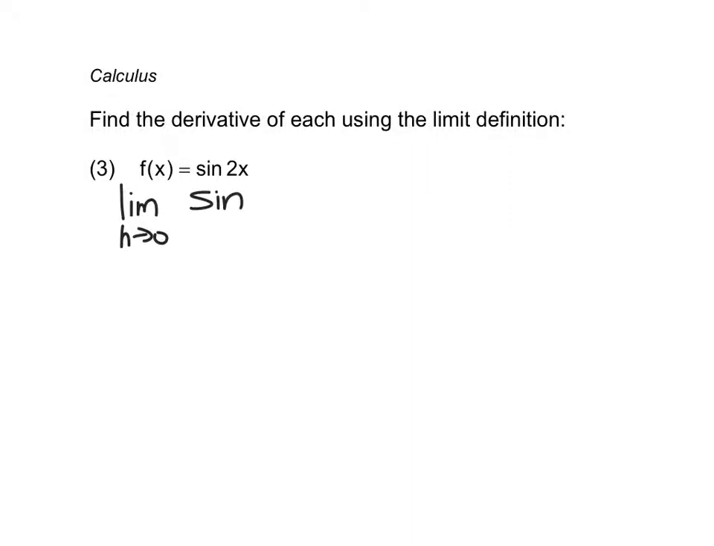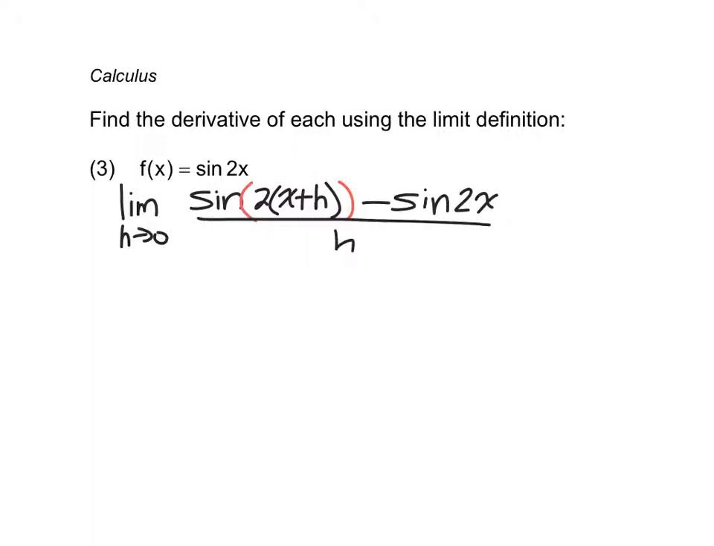Sine of 2 times x plus h. I'm going to put it in an extra set of parentheses just so it's really clear that that's still part of the sine function, or at least as clear as I can make it, minus the sine of 2x all over h. All right, so then we would do the limit as h approaches 0. I'm going to distribute within this set of parentheses to clean it up a little bit.